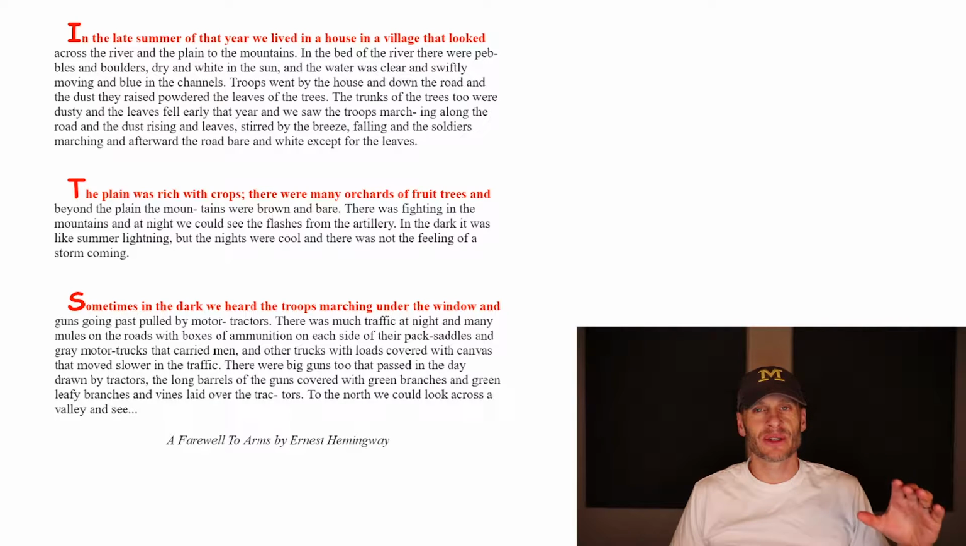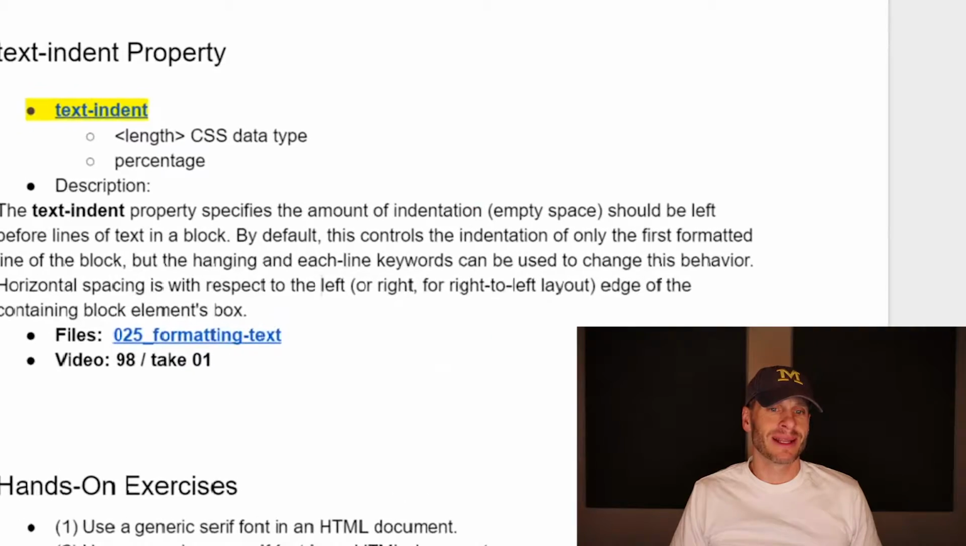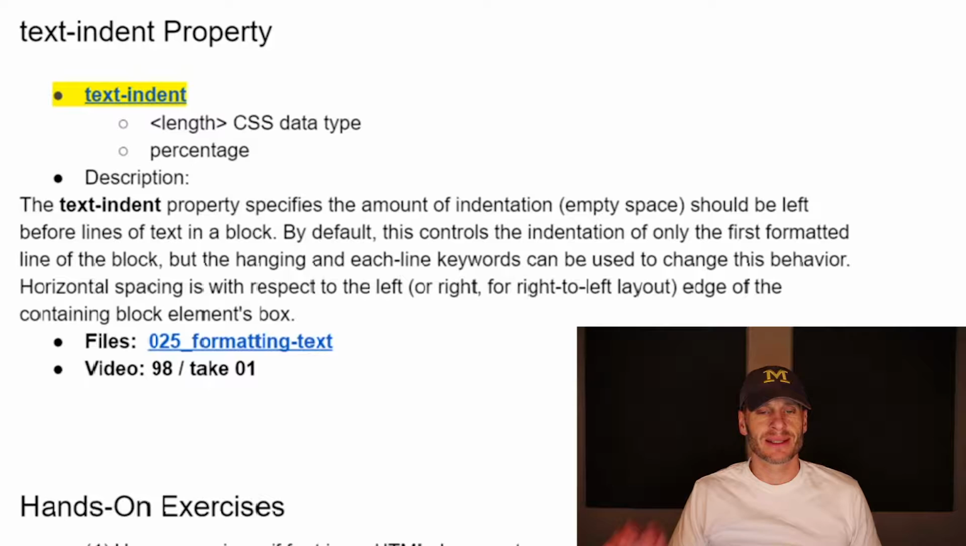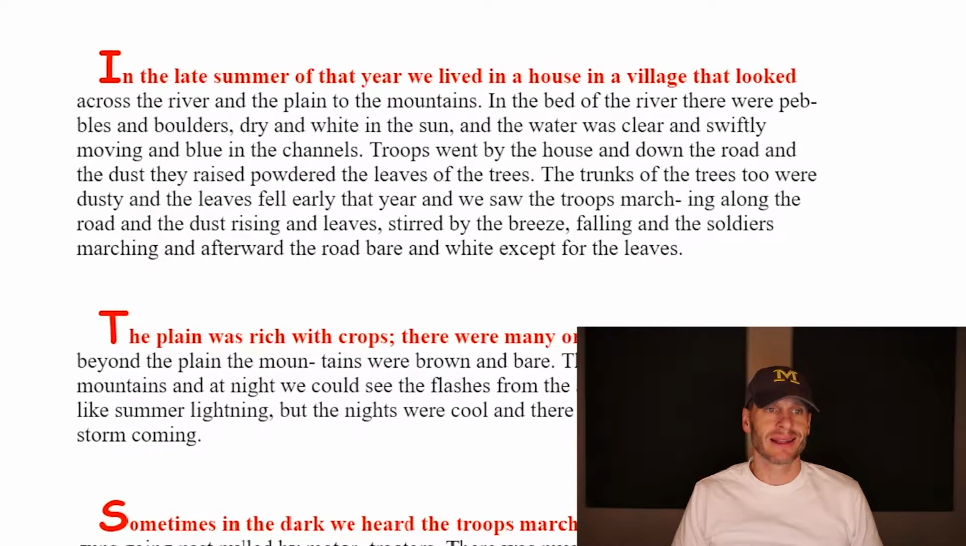You could see that first line is indented. If we look at the MDN documentation for this CSS property, text indent specifies the amount of indentation, empty space, that should be left before lines of text in a block. By default, this controls indentation of only the first formatted line, so the first line. And that's why here, you see, it's just the first line that's indented.